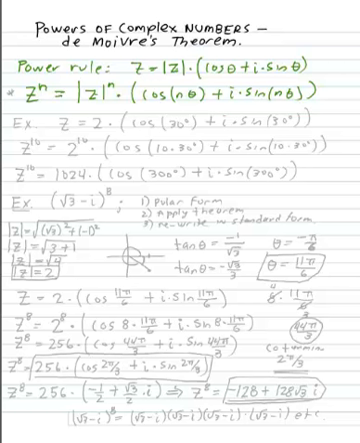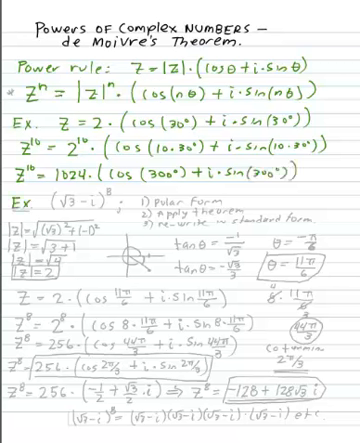So if we have an example here, let z equal 2 times the cosine of 30 degrees plus i times the sine of 30 degrees. And if we wanted to find, say, z to the 10th power, well, we're going to take 2 to the 10th power and multiply that by the cosine of 10 times 30 degrees plus i times the sine of 10 times 30 degrees. And when we simplify, we would have z to the 10th. Now 2 to the 10 is 1024, and multiply that by the cosine of 300 degrees plus i times the sine of 300 degrees.